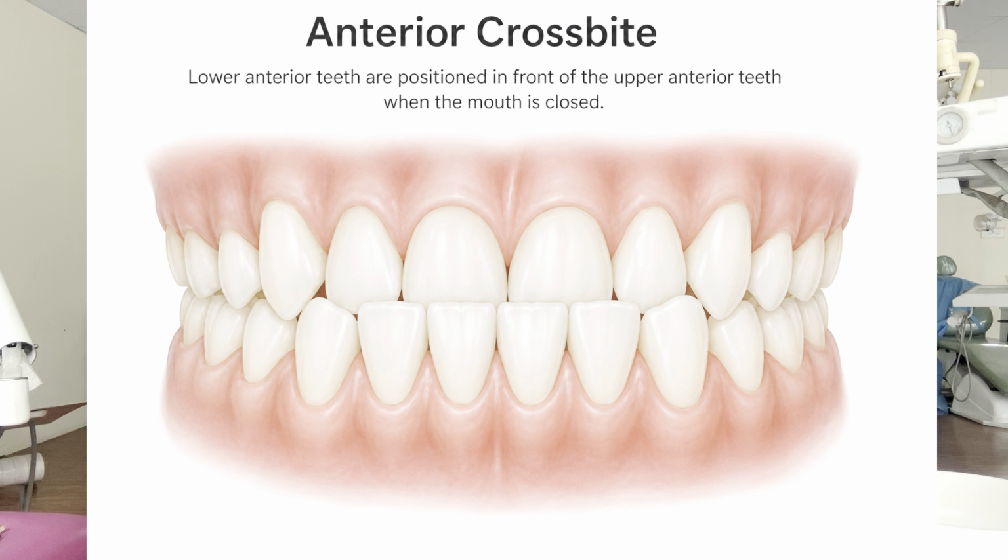Hi all, today we are going to discuss developing anterior crossbite. Anterior crossbite is a condition characterized by abnormal labiolingual relation or reverse overjet of one or more maxillary anterior teeth to the opposite mandibular teeth. The best time to treat a crossbite is the first time you notice it.